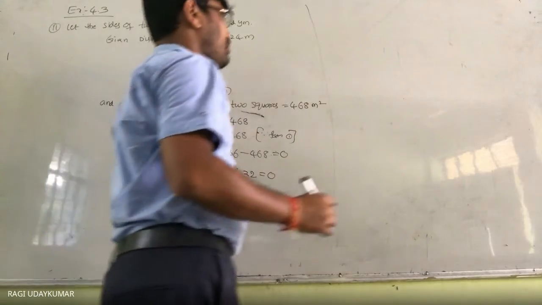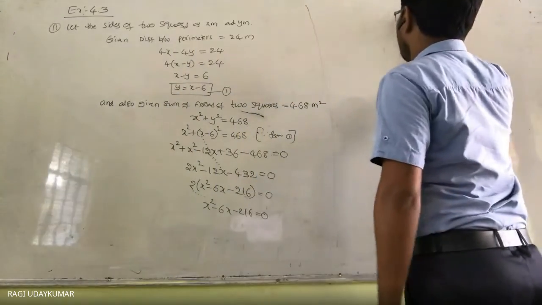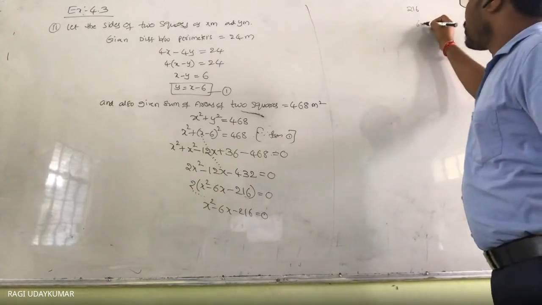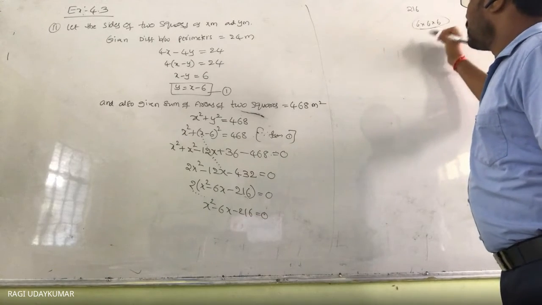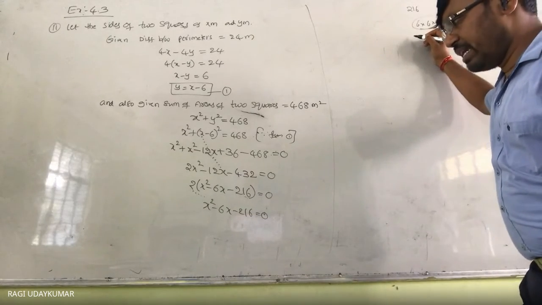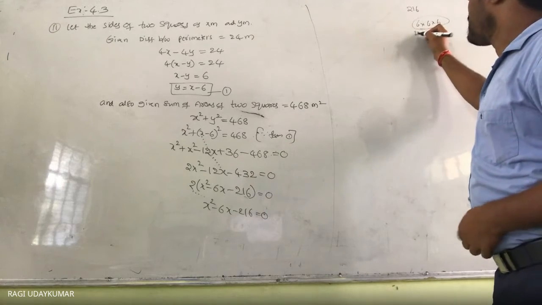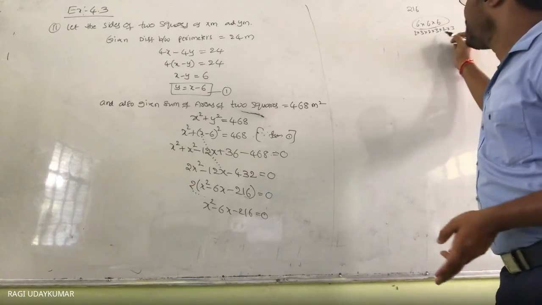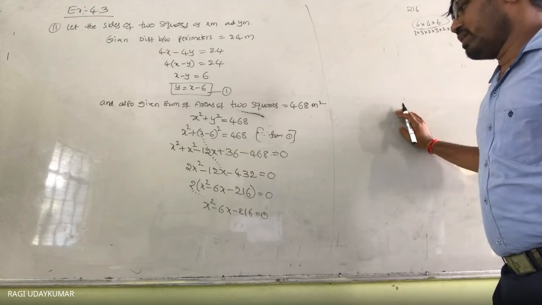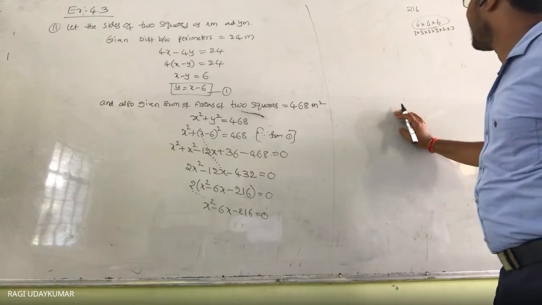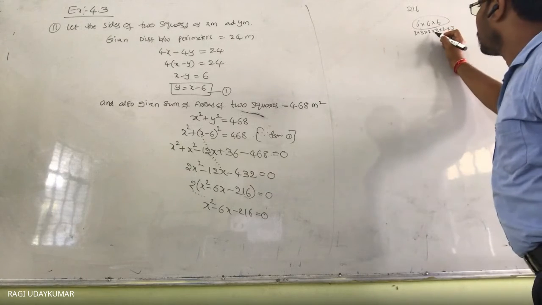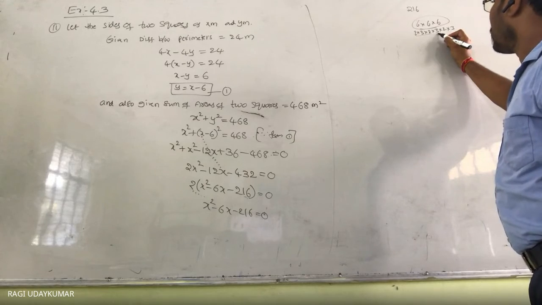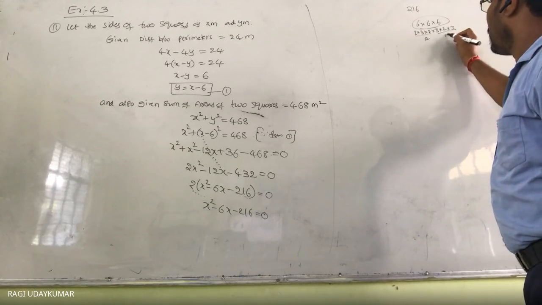So 216 you have to factorize. 216 is 6 cube, 6 into 6 into 6. Difference we need to get 6. This can be written as 2 into 3, 2 into 3, 2 into 3. Factorization is only this, but I am doing it in another way. So what can be taken? Difference we need to get 6. What? 12, 18. 12, 18. Okay.